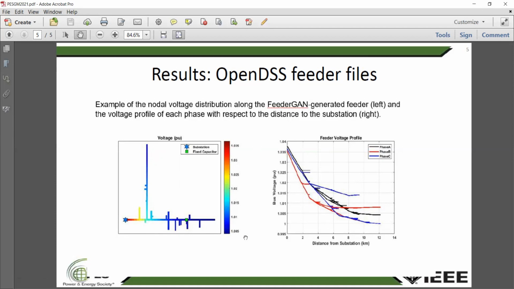So this is our work. For more information, you can read our transaction paper for how we build the architecture of the neural networks, and how we use our strategies to convert the raw adjacency matrix back to the OpenDSS files.